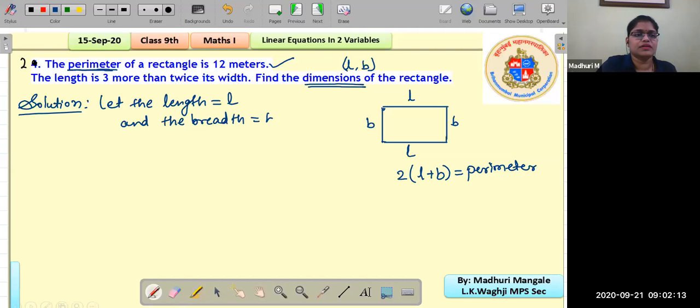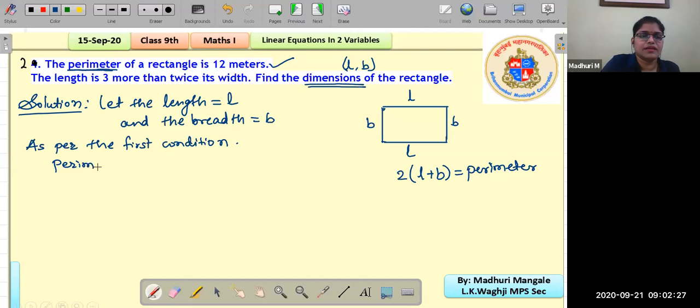And as per the first condition, what do we get? So what is the first condition? It says perimeter is 12. Remember students, the word is means equal to. Fine. We replace perimeter with the formula, that is 2 times (L plus B) equals 12. That's how we have framed the first equation.